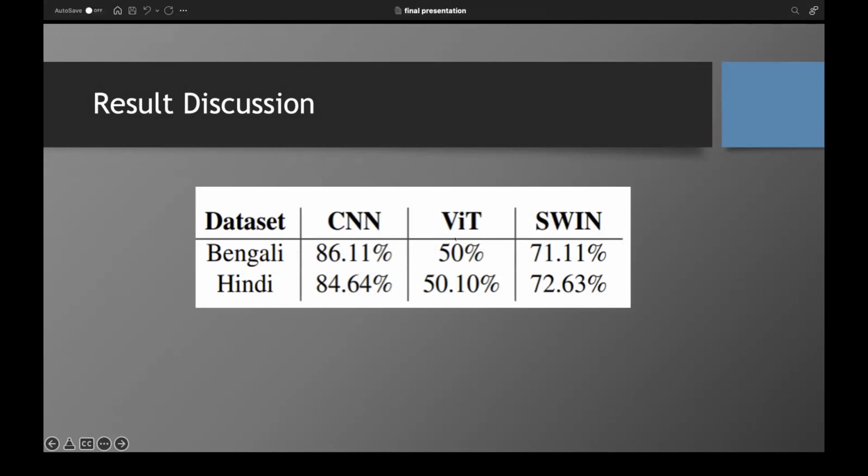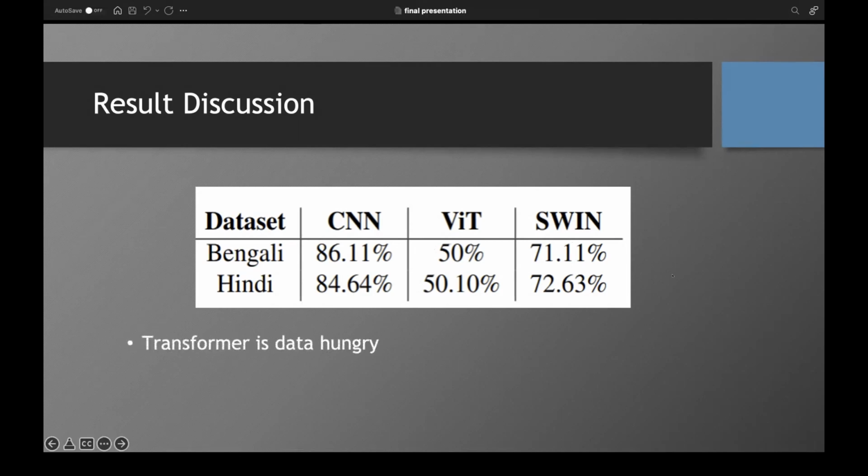So for the training part, the accuracy for the CNN model is 86 and 84 for the Bengali and Hindi datasets. For ViT, it's 50%. And for Swin, it's about 20% more than ViT: 71% and 72% respectively. The training time for ViT is around 2.5 hours, and the training time for Swin is around 1 hour.